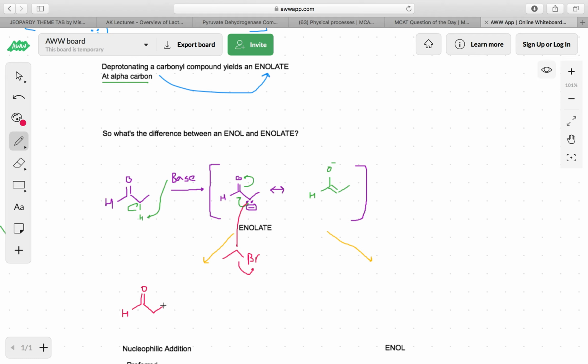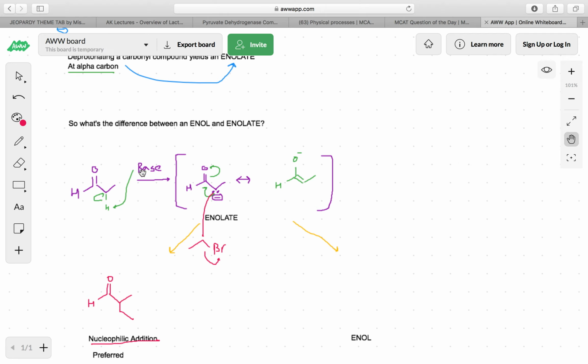So 2 carbons from here, so 1, 2. This should be your product from nucleophilic addition. Now, that means that your enolate is synthetically useful. It can use its lone pair to grab an electrophile. So that's pretty good. But now let's say we don't want to do that route.